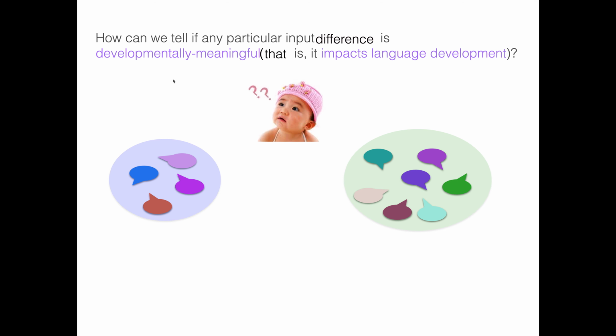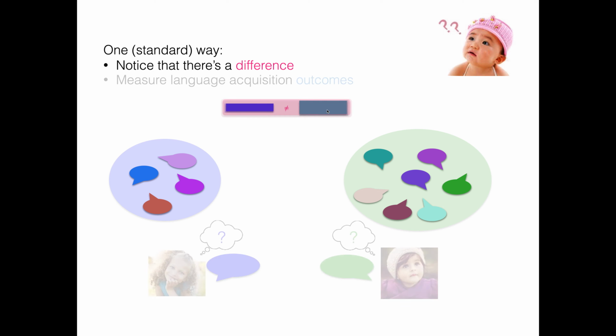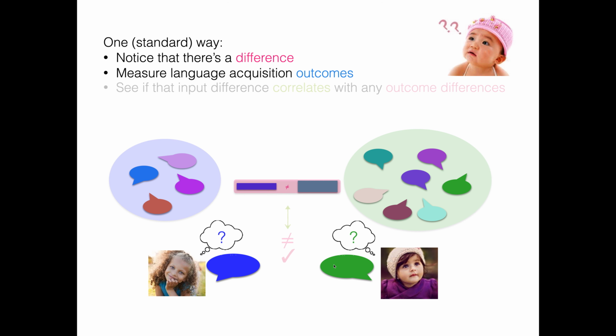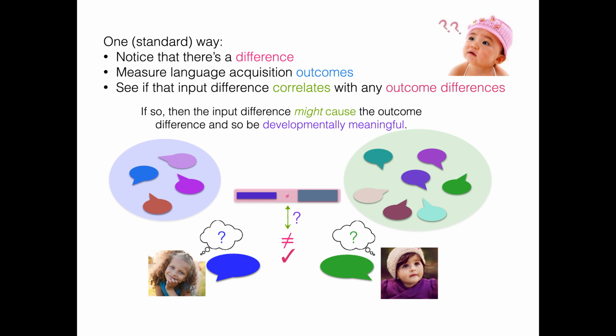So this is our question. Now, one standard way is to notice that there's some kind of input difference, whatever it is to measure a difference, right? And then you measure language acquisition outcomes, right? So there's some sort of knowledge attained on the basis of that input, but the thing you're measuring is actually some kind of observable outcome, right? And then you see if the input difference correlates with any of the outcome differences that you measure. And if so, then the input difference might cause the outcome difference.